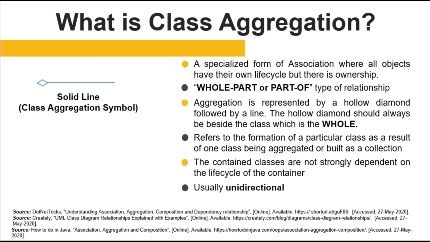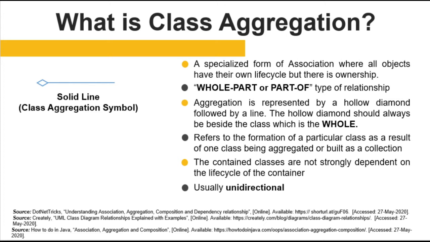Objects sometimes need to have ownerships. Ownership means that whenever an object is owned by another object, it will not be possible to assign the same object to another object. In OOP, we can achieve this type of class relationship using class aggregation, which is a special type of association. Throughout this video lecture, we will focus on the whole-part or part-of relationship, which is class aggregation. What is class aggregation?